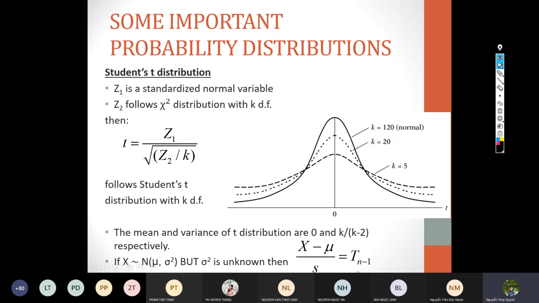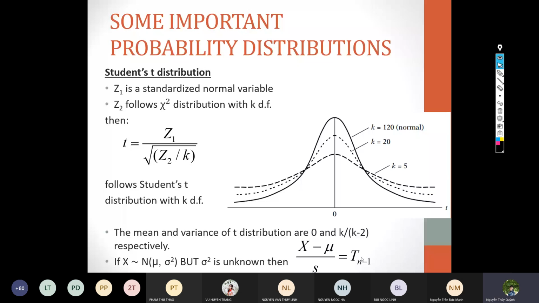follow a t distribution with n minus 1 degrees of freedom, where n is the sample size of the sample that we use to calculate this S. All right, so there are two different cases: when we know the value of sigma square, and when we don't know the value of sigma square and have to estimate it by the sample variance.